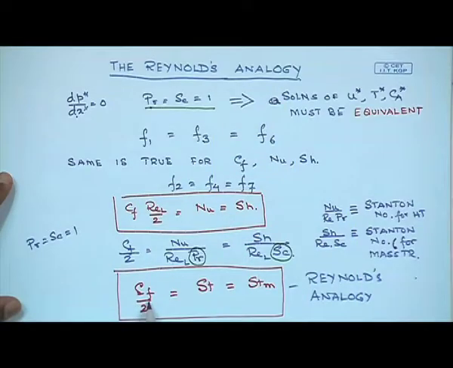Because with this analogy available to me and with our knowledge of the exact expression for Cf in turbulent flow as well as in laminar flow, if I use this analogy, what you see here is Cf by 2 is simply equal to Stanton number based on heat or heat transfer Stanton number.